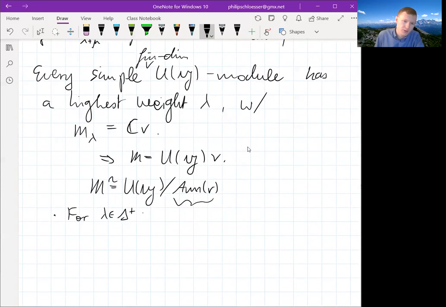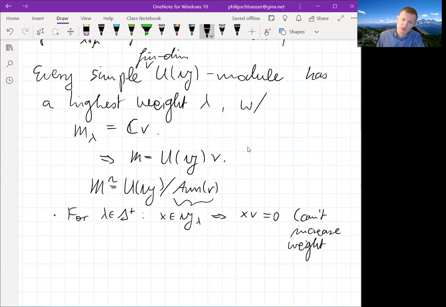So for a positive root, we have x in that root space. Then we have x times v is 0, because we can't increase the weight any further.